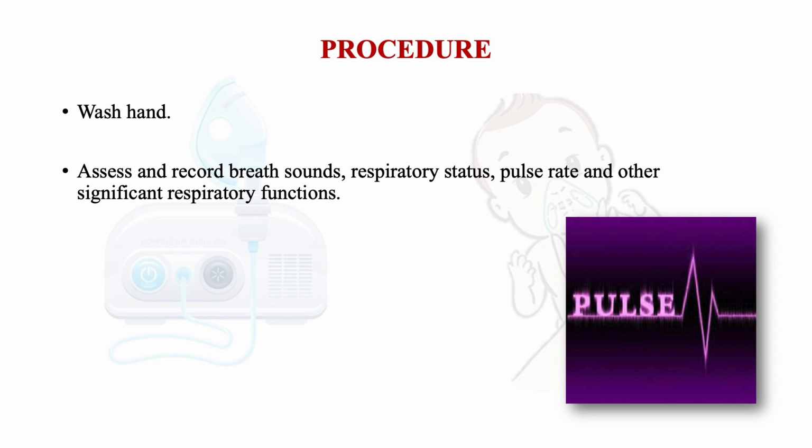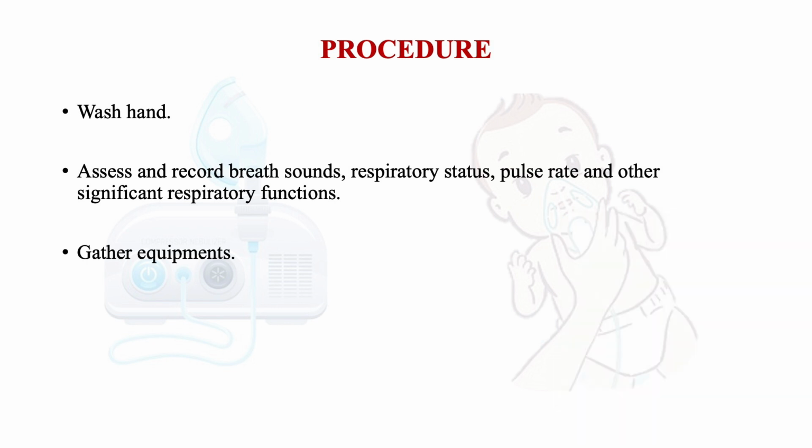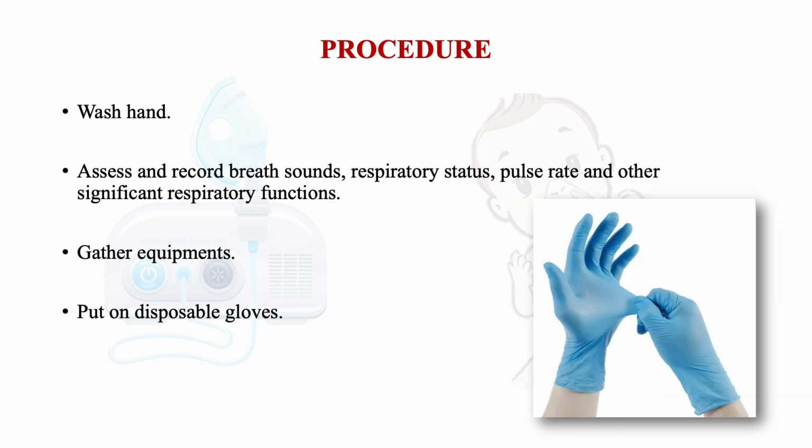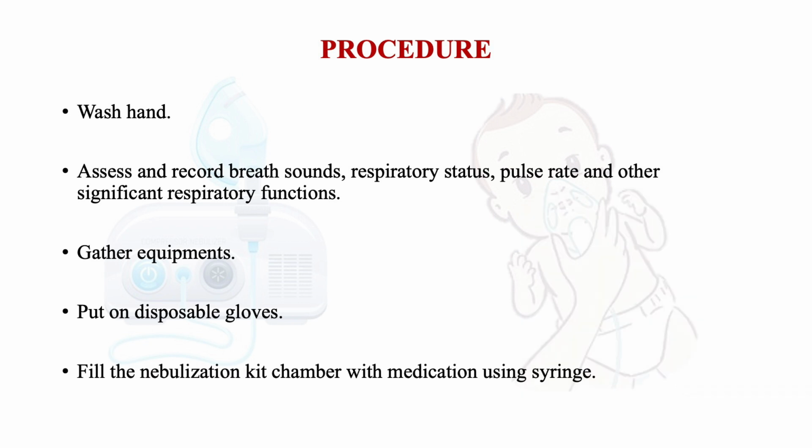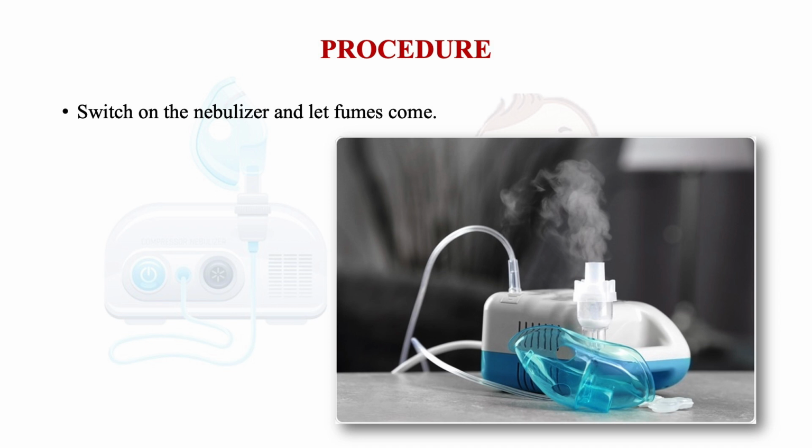Assess and record breath sounds, respiratory status, pulse rate and other significant respiratory functions. Gather equipment, put on disposable gloves as it is a clean procedure. Fill the nebulization kit chamber with medication using a syringe. Position the child in upright position comfortably. Switch on the nebulizer and let fumes come.